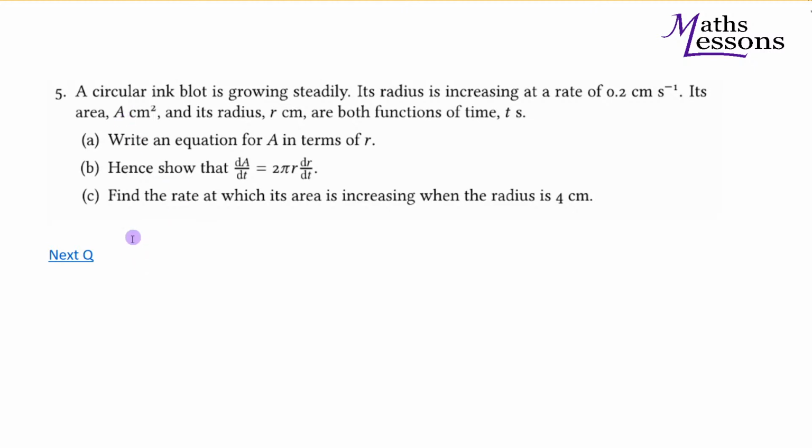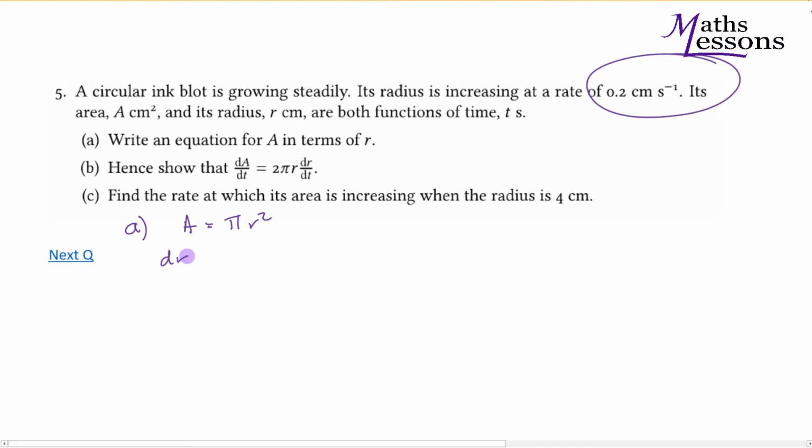Right, so part A is quite straightforward. We've got a circular ink block, so therefore A is going to be equal to pi r squared. Now we want to show that dA by dt equals 2 pi r dr by dt. Now we're told the radius is increasing at a rate of 0.2 centimeters per second. So therefore dr by dt, the rate of change of the radius, is equal to 0.2.